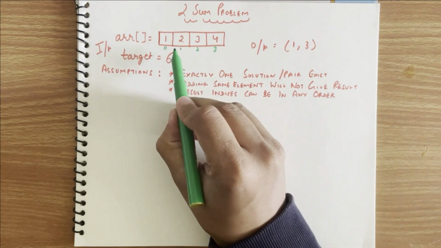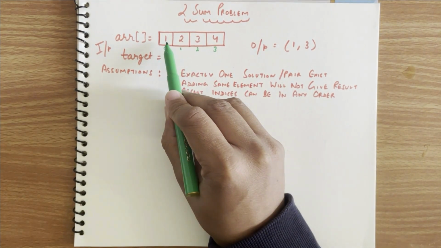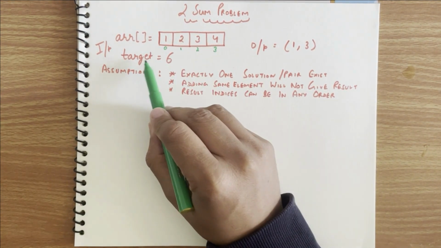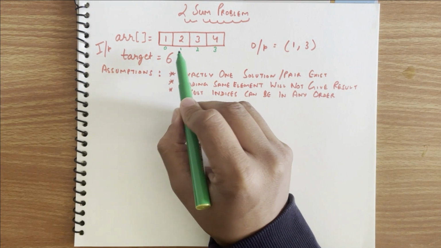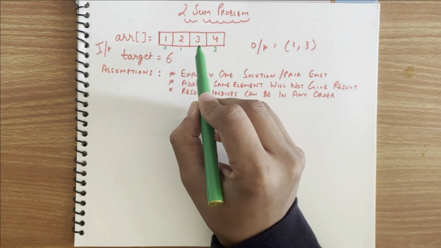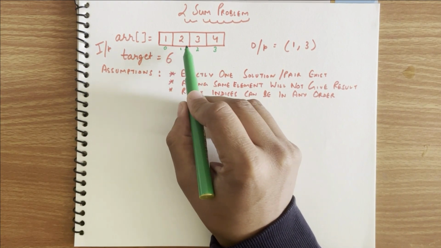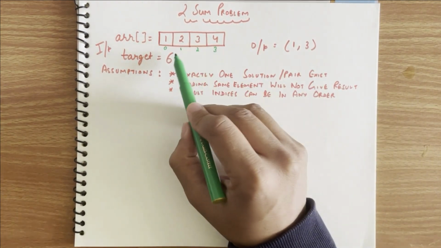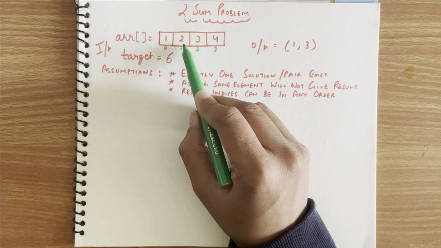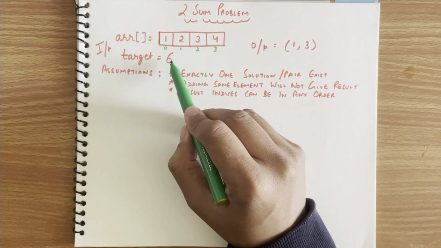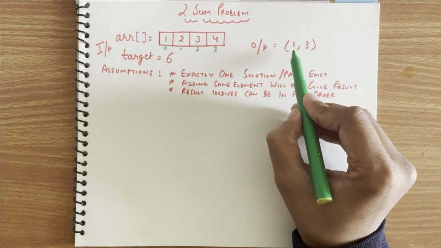We are given one array. As you can see, we have this array 1, 2, 3, 4, and we are given one target. Our output should be the indexes of the array which contribute to this target. That is, if we add the elements at these indexes, it should return the target. Here we can clearly see that if we add 2 and 4, it will return 6. So our output is 1, 3.